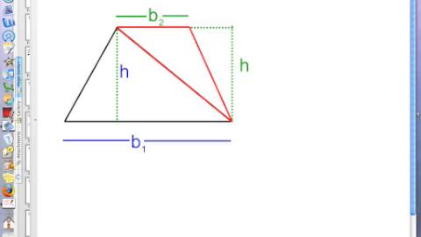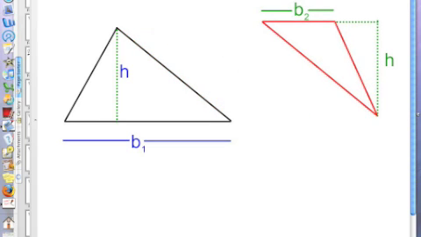Now notice, are the bases the same? No, that's why I have one labeled base 1 and one labeled base 2, because they have two different measures. But look at the height of the black triangle and the height of the red triangle. They're the same, because the bases are parallel, and parallel lines are the same distance apart no matter where you go. So the heights of these two triangles are the same. Now don't write anything down yet. Again, I want you to just pay attention.